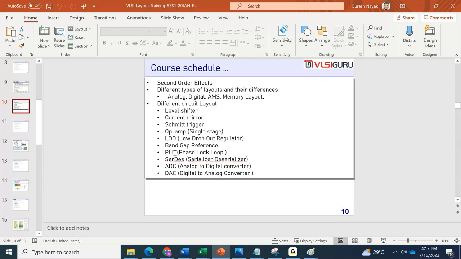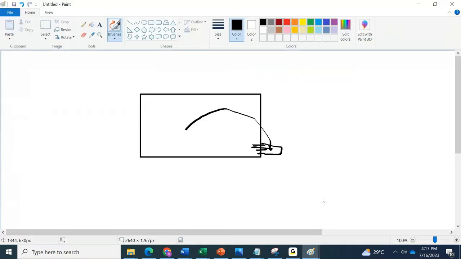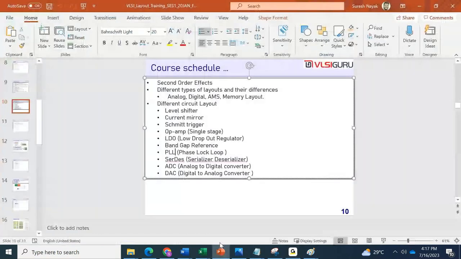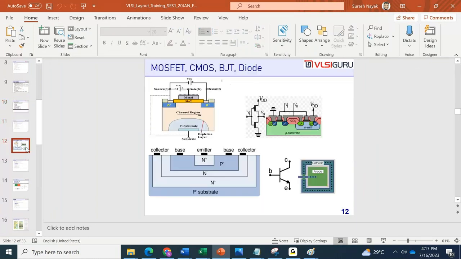If I discuss that, it will be two classes only, about 6 to 7 hours. I am just giving the basic thing. Till now it was single stage only, but we will use double stage also. Here it is written, but we will use single plus double stage also.